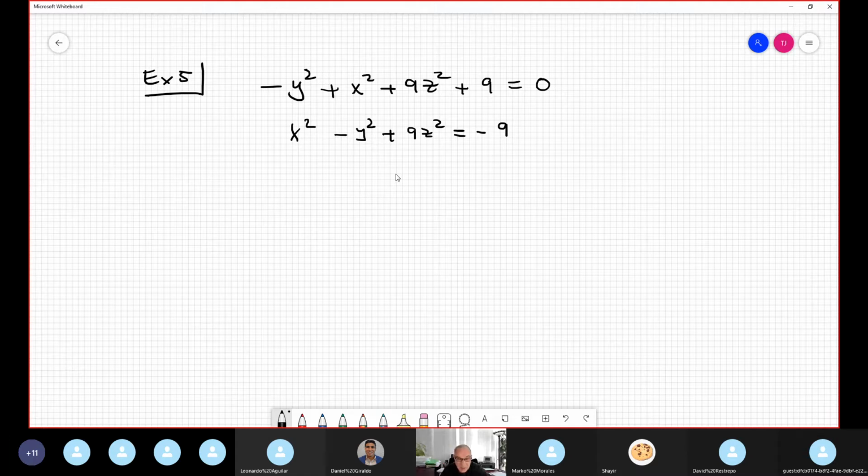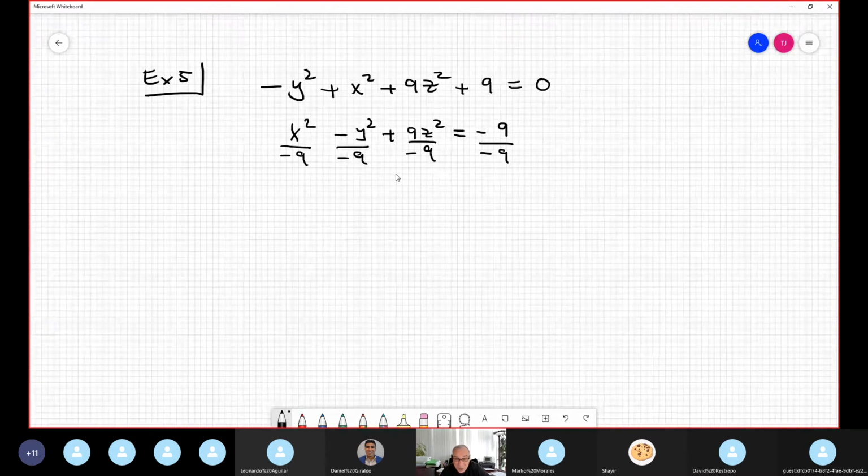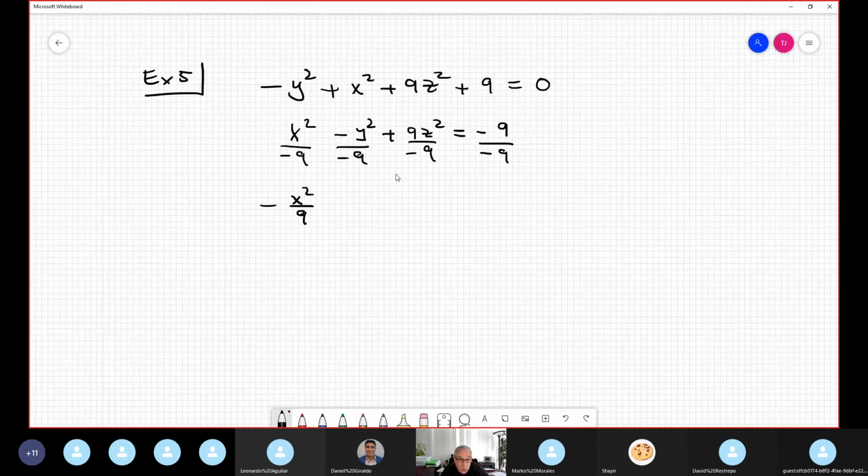Wow, what is that? Professor, you never explained to me what to do when you have a negative number on the right-hand side. Okay, sorry. You divide everything by negative 9, because the professor just explained to me that in the standard form, the right-hand side must be 1. So it is minus x squared over 9 plus y squared over 9, and minus 9 divided by 9 is actually negative 1, so minus z squared equals 1. Nice.